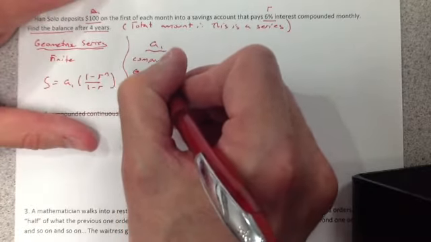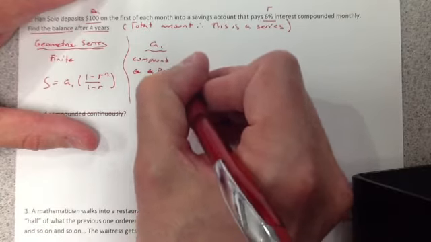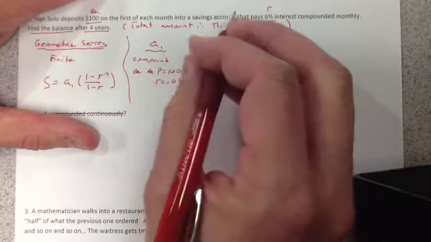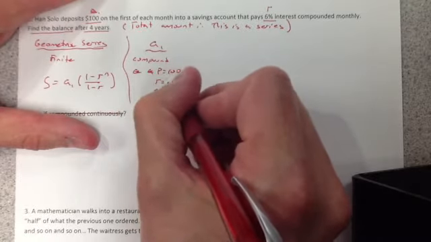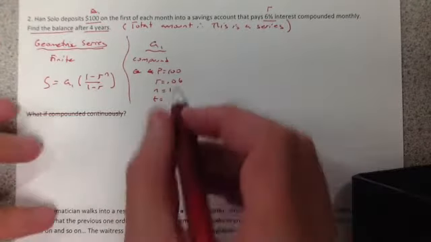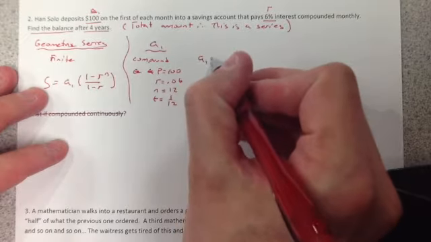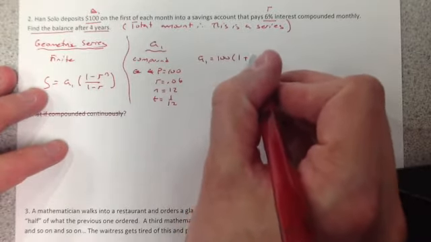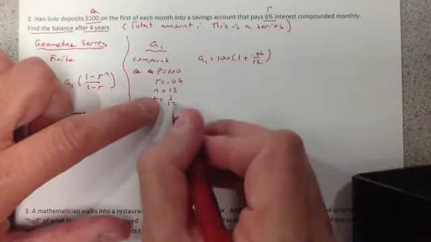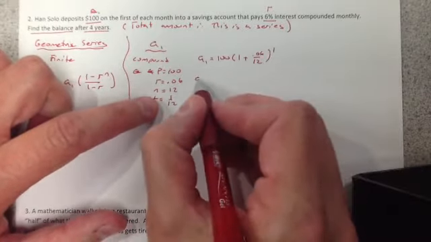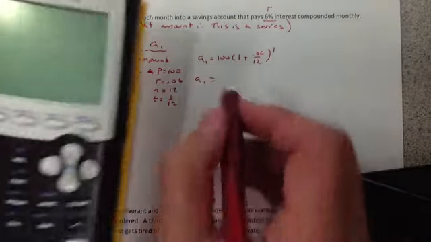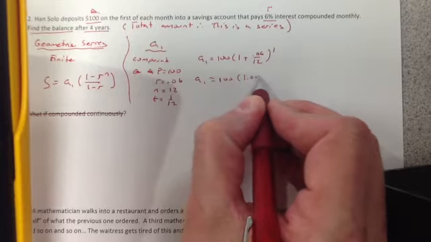So we're going to use where a sub 1, or P, is 100, r is 0.06, n is 12, but t is 1/12. Now why 1/12? Well, mainly because we only want the first month. So to get a sub 1, it's going to be 100 times (1 plus 0.06 over 12). Now n times t is just 1. And if you type this in the calculator, we get 100 times 1.005 to the first.